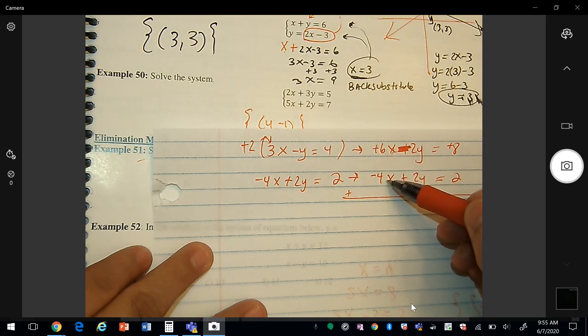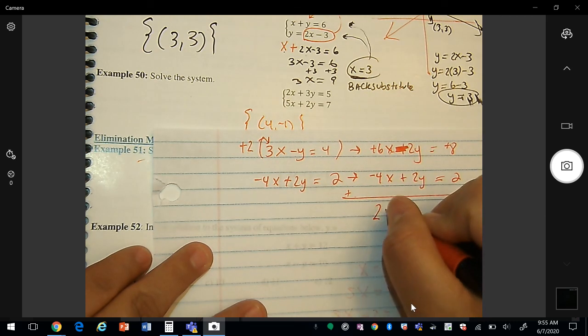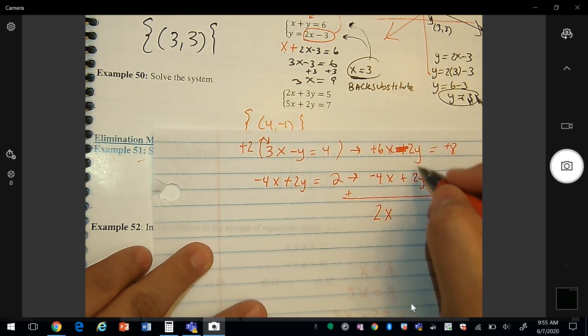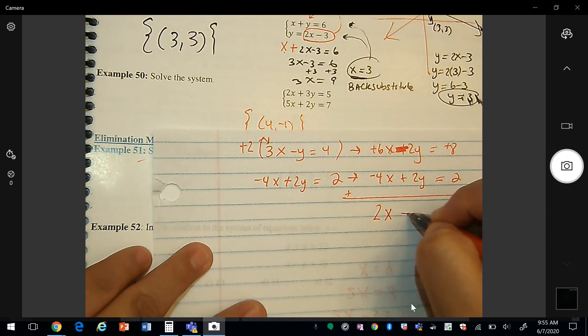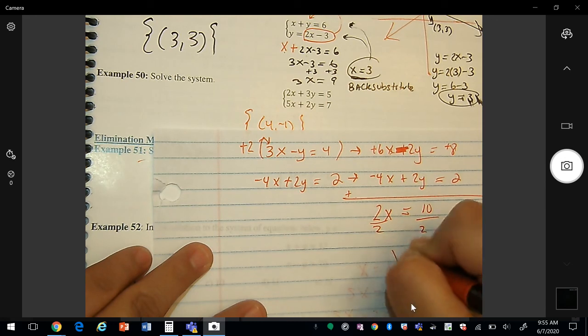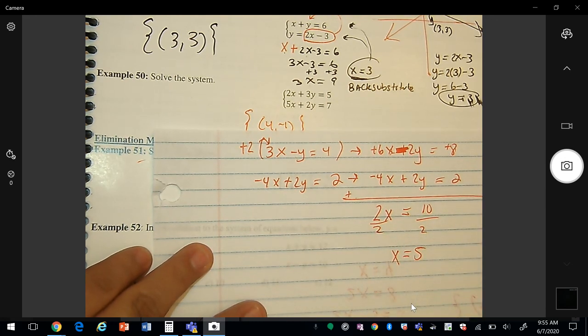Now 6x plus negative 4x would be a positive 2x. And negative 2y plus 2y would be 0. 8 plus 2 would be 10. Divide by 2. So x is equal to 5.